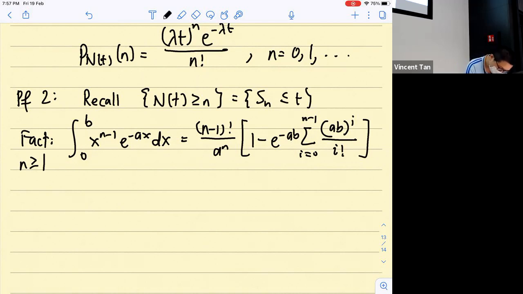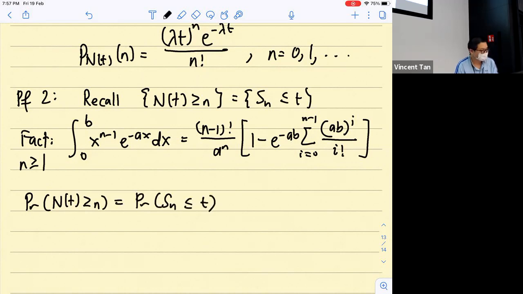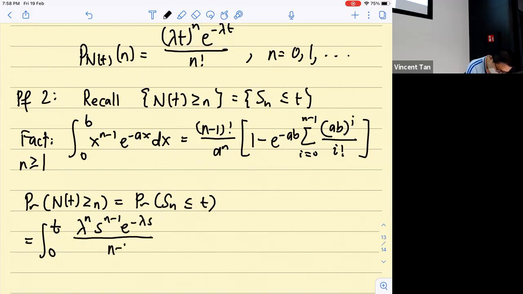Okay, so let's consider the probability of N_t bigger than or equal to n. That is nothing but the probability of S_n less than or equal to t, because the two events are the same. So I feel that this is a more organic way of doing things. You integrate from 0 to t the Erlang density, right? Lambda^n s^(n-1) e^(-lambda s) over (n-1)! ds. Agree? That's the Erlang density I plugged inside.